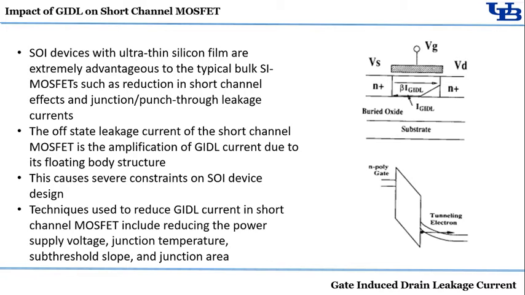Techniques used to reduce GIDL current in short channel MOSFET include reducing power supply voltage, junction temperature, sub-threshold slope, and junction area. And in the figure we can see the tunneling of electrons and the profile of the short channel SOI devices.